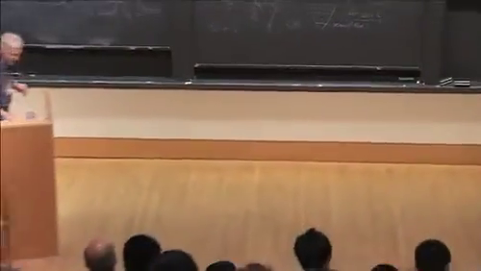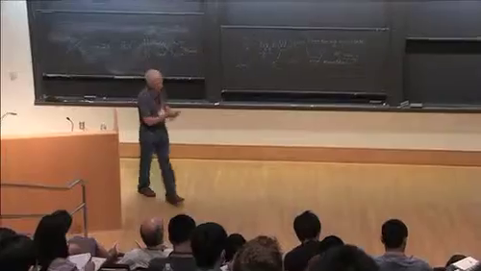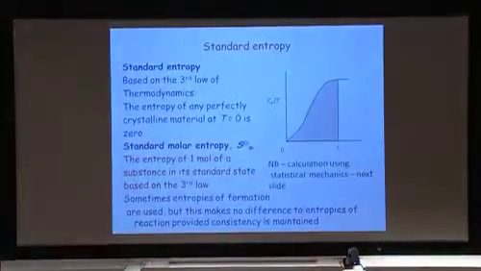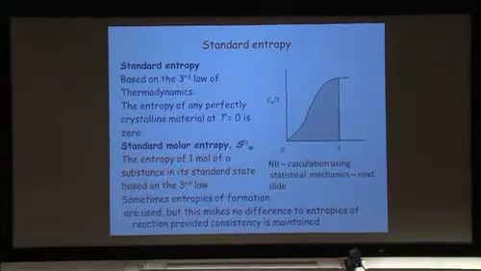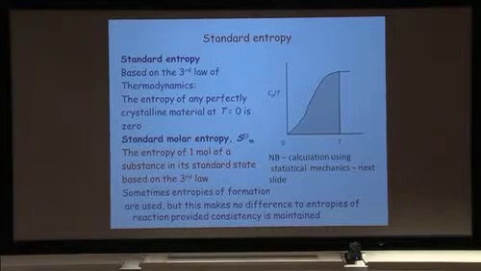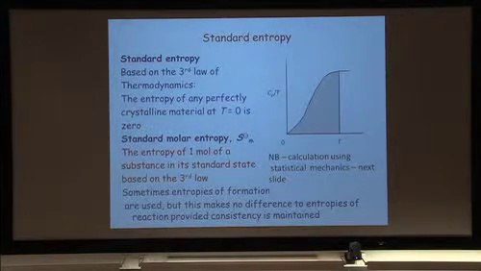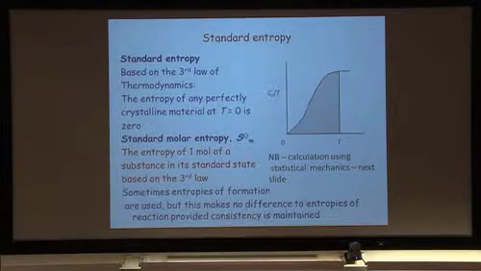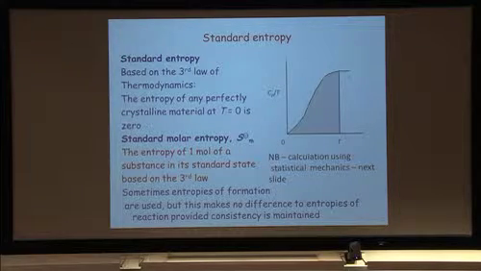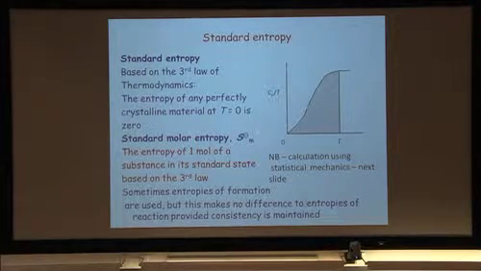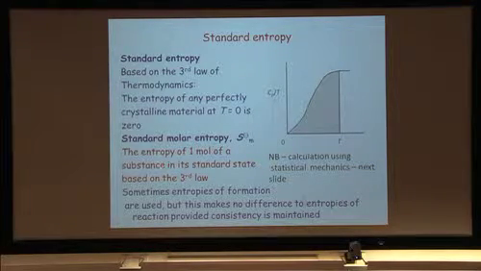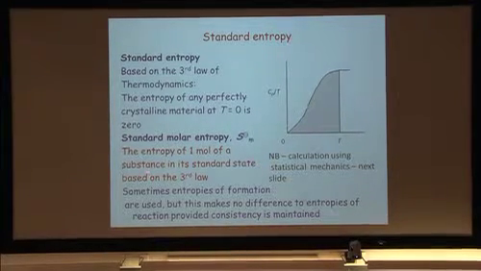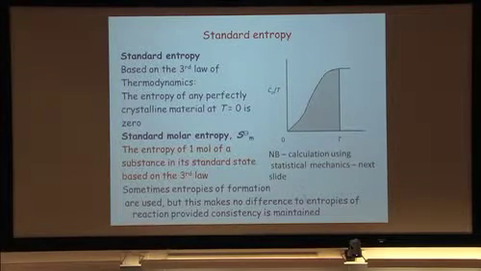Okay, so that's the basis of this form of tabulating entropies, based on the third law of thermodynamics, that the entropy of a perfectly crystalline material at T equals 0 is 0. For some molecules, there is a residual entropy which we need to worry about. And the standard molar entropy, S_m standard, is the entropy of 1 mole of a substance in its standard state based on the third law.